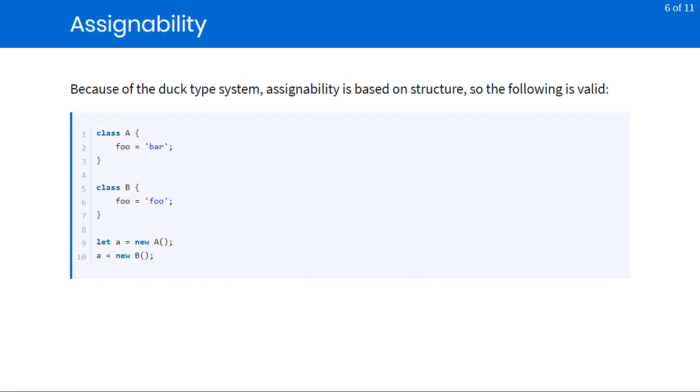Now here's an example of how TypeScript's duck typing or structural type system works. Let's just say we have a class A that's got a field foo that we initialize to bar. We also have a class B that has the same field and is initialized to the value foo. Well, if we instantiate a variable, lowercase a, like you see on line 9, as a new instance of A, then we have an object that's got a field called foo and a value bar. Now, if we take A and assign it to a new B, that's actually completely valid in TypeScript, because the structure of the A class and the B class are the same, and therefore they can be used interchangeably.